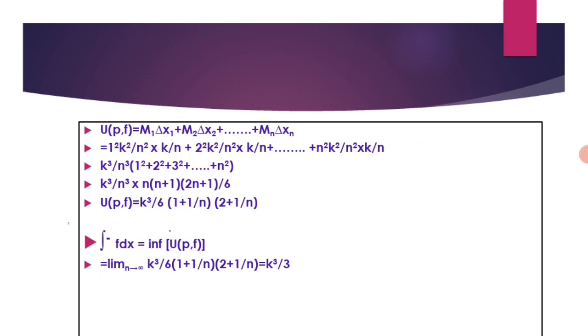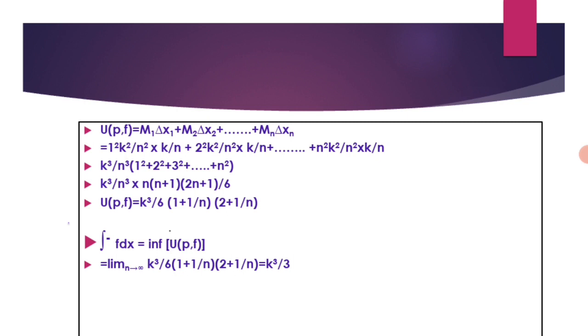Again, upper sum equals M1 into delta x1 plus M2 into delta x2 up to Mn into delta xn. Here we have to consider the upper values of these intervals. Then it equals 1 square k square upon n square into k by n plus 2 square k square upon n square into k by n plus up to n square k square upon n square into k by n. So taking k cube upon n cube common, we have the remaining terms 1 square plus 2 square plus 3 square up to n square.